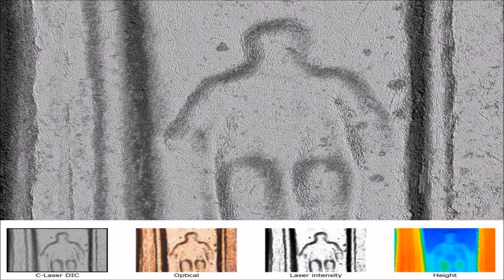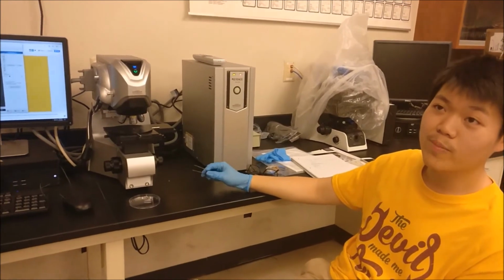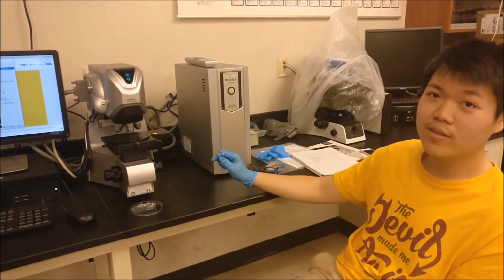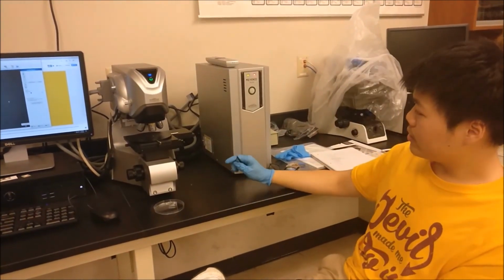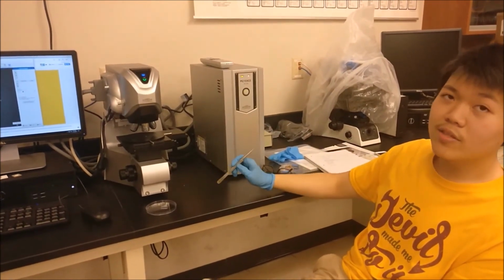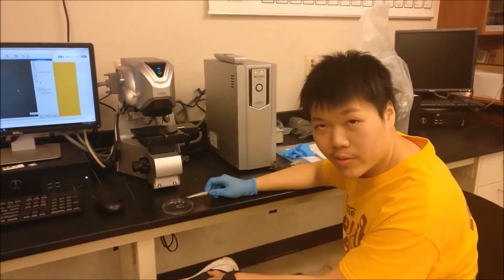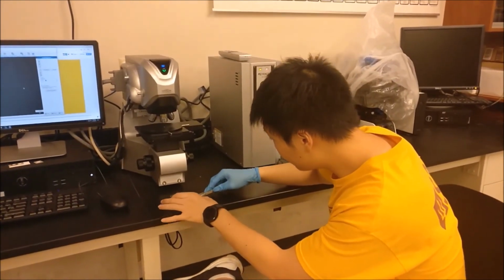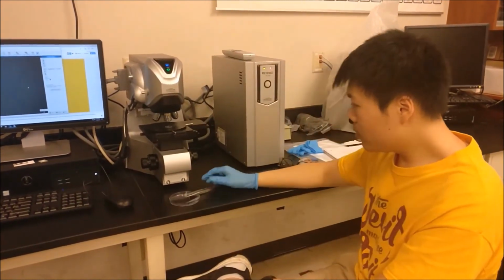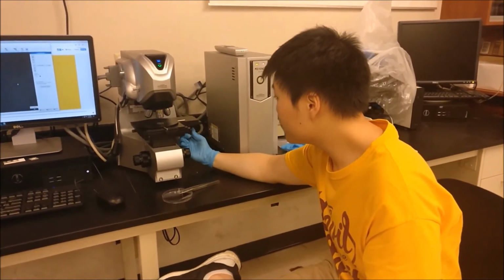This is the Keyence VKX150 laser confocal microscope, and today we'll be using it to determine the surface roughness of our polystyrene spin-coated thin film. First, we'll want to turn the instrument on by pressing this button and waiting 5 minutes for the laser to stabilize. Once the laser is stabilized, we'll want to put our sample onto the stage. This is our polystyrene thin film on a quartz substrate.